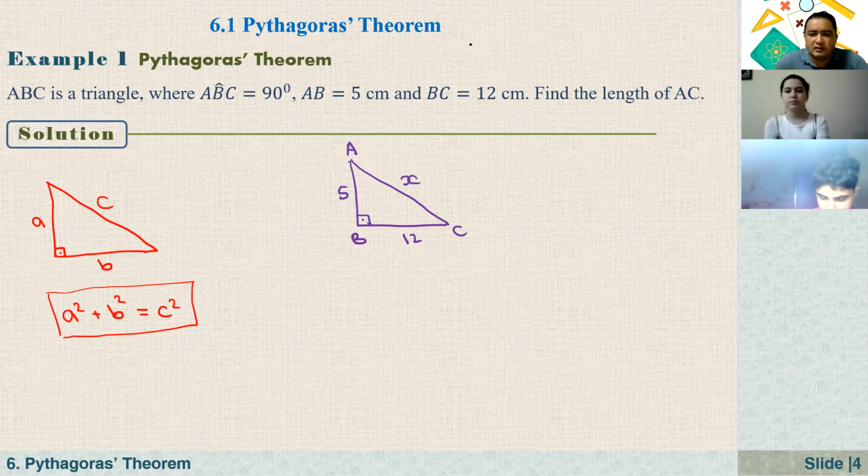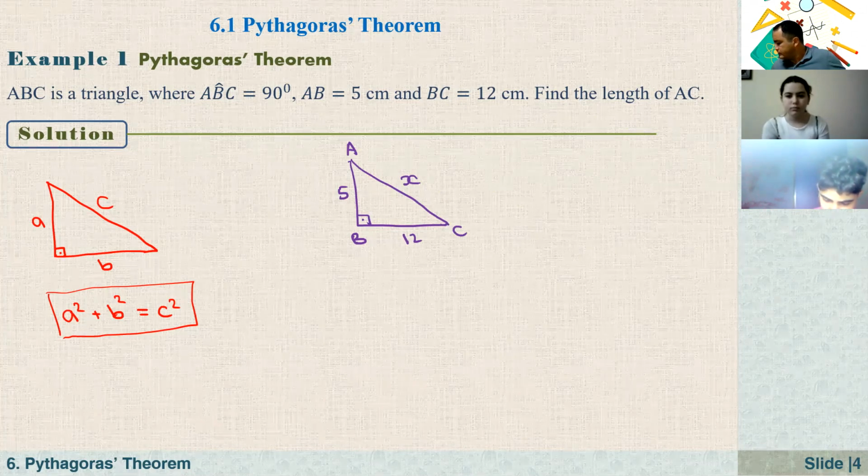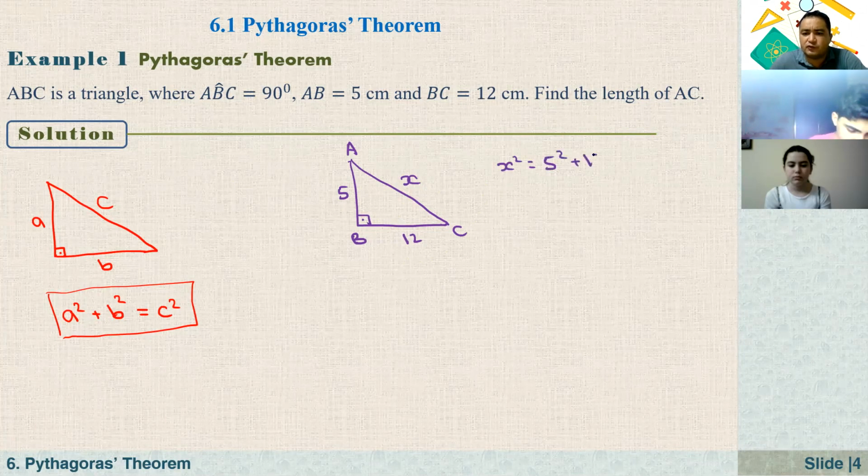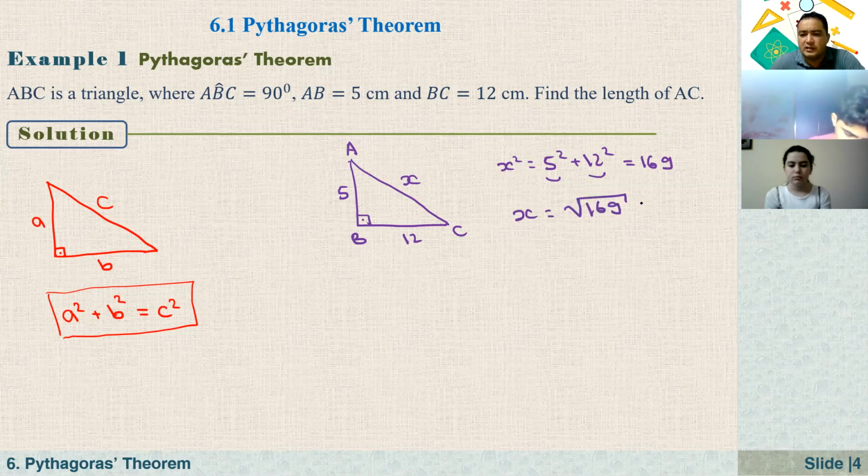Since it's a right angle triangle, we just use Pythagorean theorem here, that X squared is equal to 5 squared plus 12 squared, which is equal to 25 plus 144, that's equal to 169. So from here, what is X? X equals square root of 169, which is equal to 13. So if you are constructing a triangle, if one side is 5, another side is 12, the third side should be 13 centimeters.